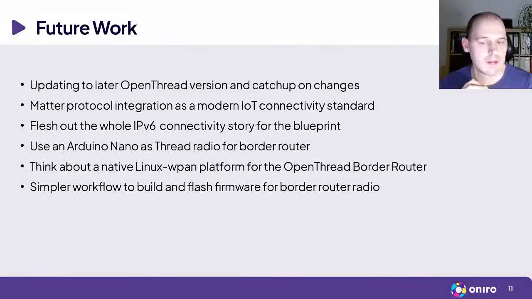We need to flesh out the whole IPv6 connectivity story to make sure it works whether you have IPv6 native connectivity at home or towards your gateway, or only version 4, and then you would need to do some NAT or some tunneling or something like that. This needs to work out of the box as well. I was also looking to use another Arduino Nano as a Thread radio, so we only have two hardware components basically, and don't need the dedicated USB dongle or something like that.